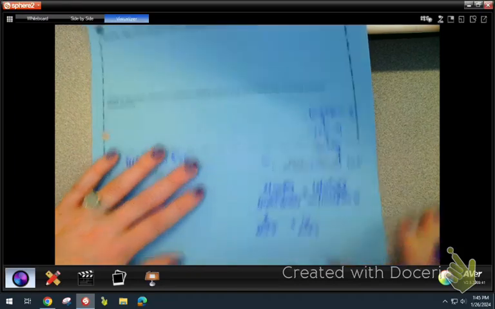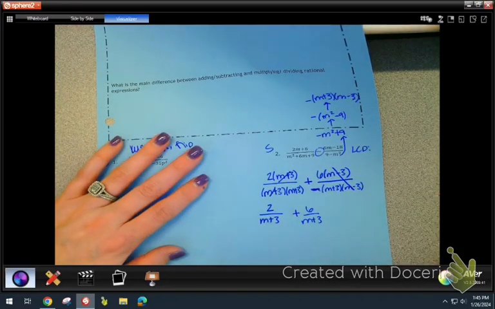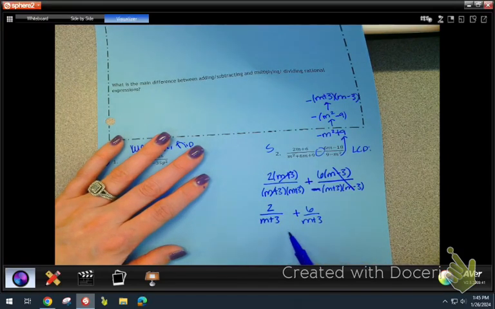Do they already have an LCD? Oh my gosh. So what do you do with the numerators? Yes, Adam. What's 2 plus 6? 8 over m plus 3 is your final answer.